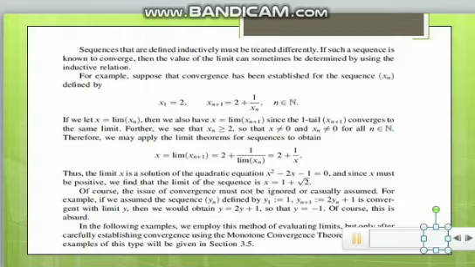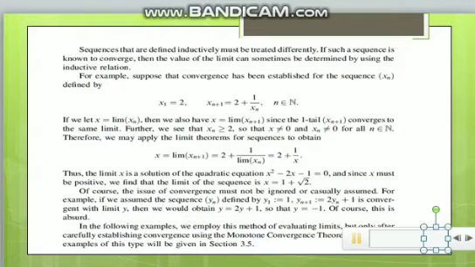Sequences that are defined inductively must be treated differently. If such a sequence is known to converge, then the value of the limit can sometimes be determined by using the inductive relation. For example, suppose that convergence has been established for the sequence Xn defined by X1 equal to 2, Xn+1 equal to 2 plus 1 over Xn, n in N. If we let x equal the limit of Xn, then we also have x equal to the limit of Xn+1, since the 1-tail Xn+1 converges to the same limit.